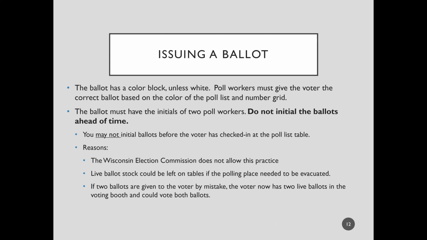Issuing a ballot. The ballot has a color block unless white. Poll workers must give the voter the correct ballot based on the color of the poll list and number grid. The ballot must have the initials of 2 poll workers. Please do not initial ahead of time. You may not initial ahead of time for several reasons. The Wisconsin Elections Commission does not allow for this process. Live ballot stock could be left on tables if the polling place needed to be evacuated. And if a voter was given 2 live ballots by mistake, the voter now has 2 live ballots and can put both of them into the ballot machine.